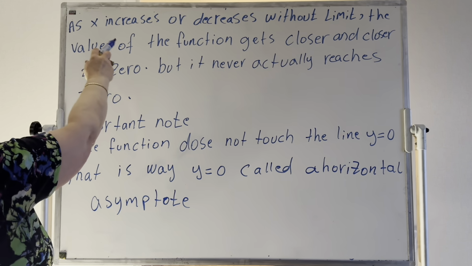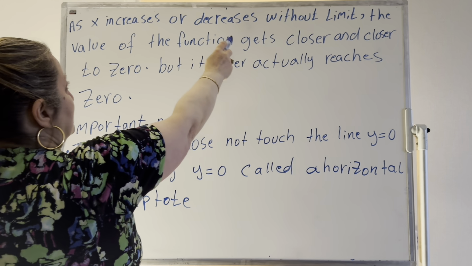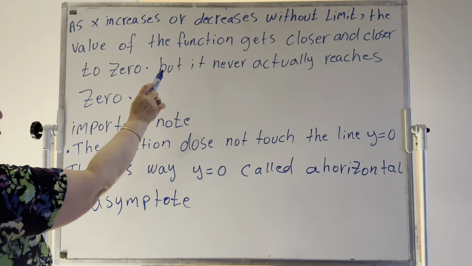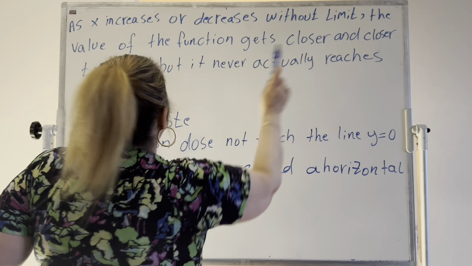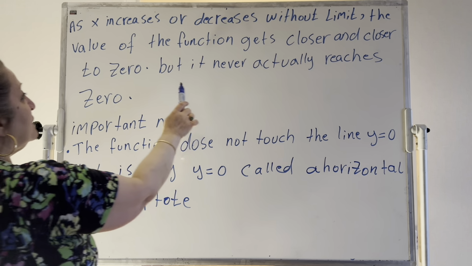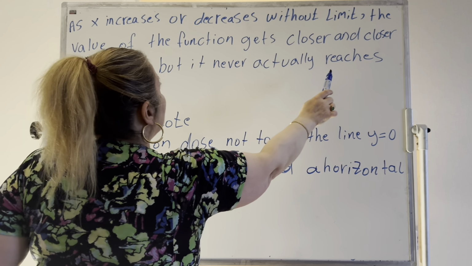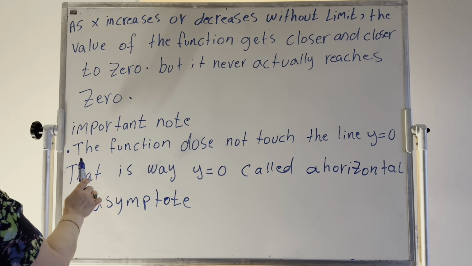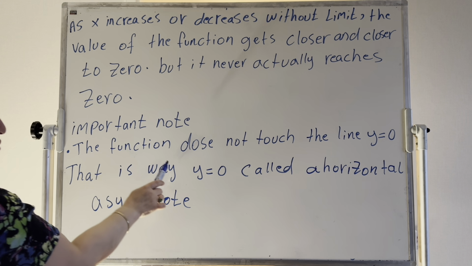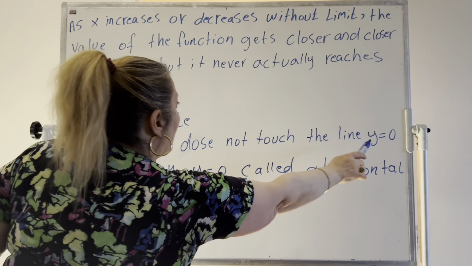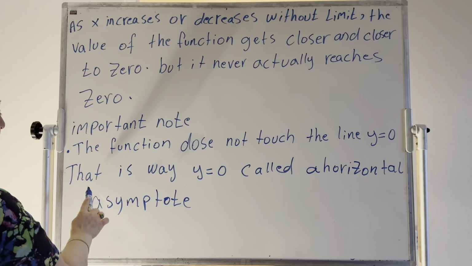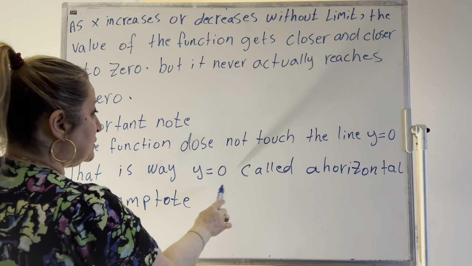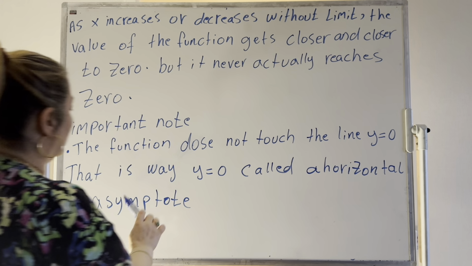As x increases or decreases without limit, the value of the function gets closer and closer to 0, but it never actually reaches 0. Important note: the function does not touch the line y equals 0. That is why y equals 0 is called a horizontal asymptote.